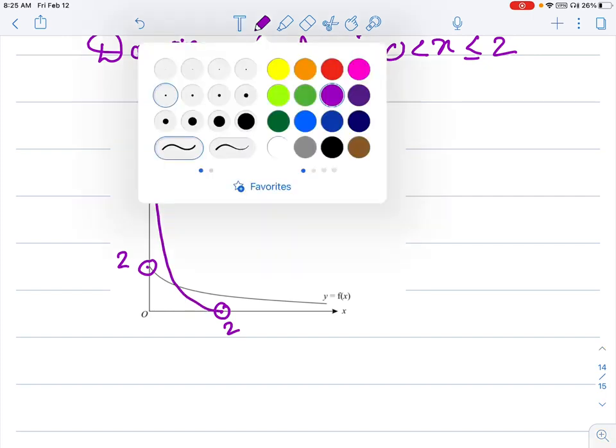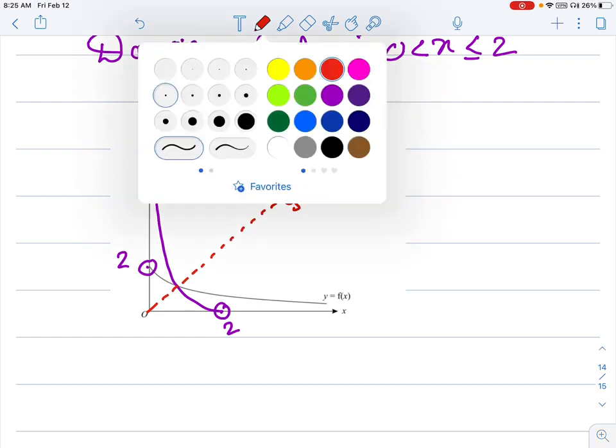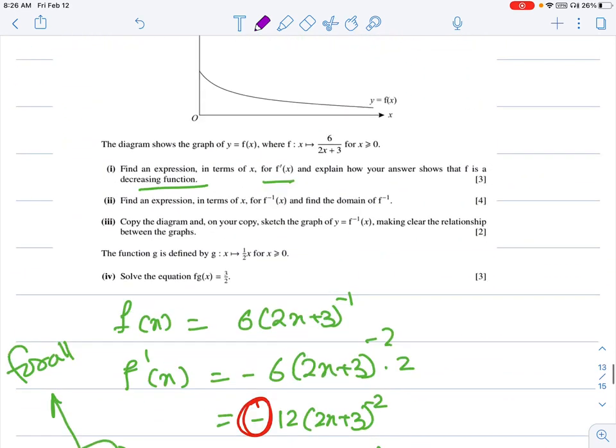Now the relationship. What is the relationship? It is a reflection in y equal to x. So don't forget to draw y equal to x. So it's a reflection, and you write over here y equal to f inverse of x. So this is the relationship. I just copied the diagram and got the relationship.